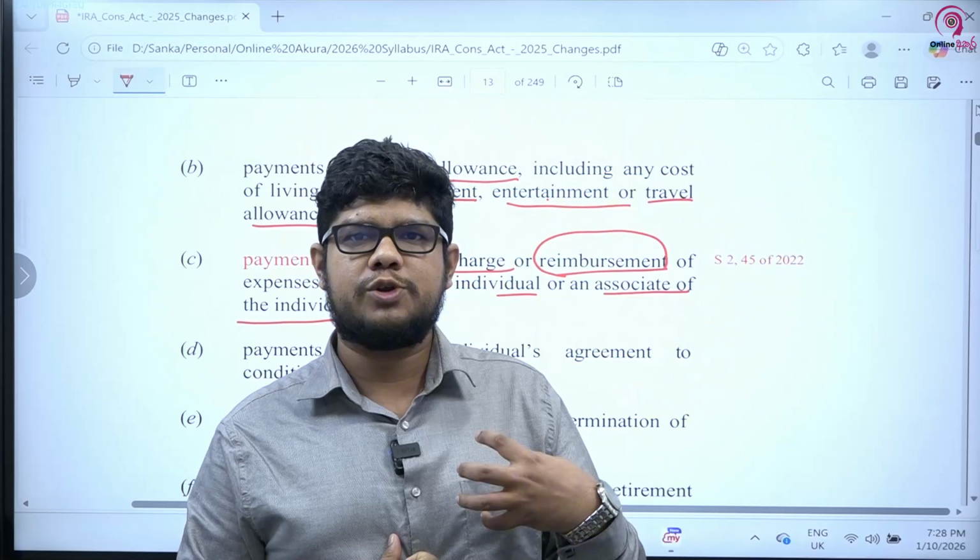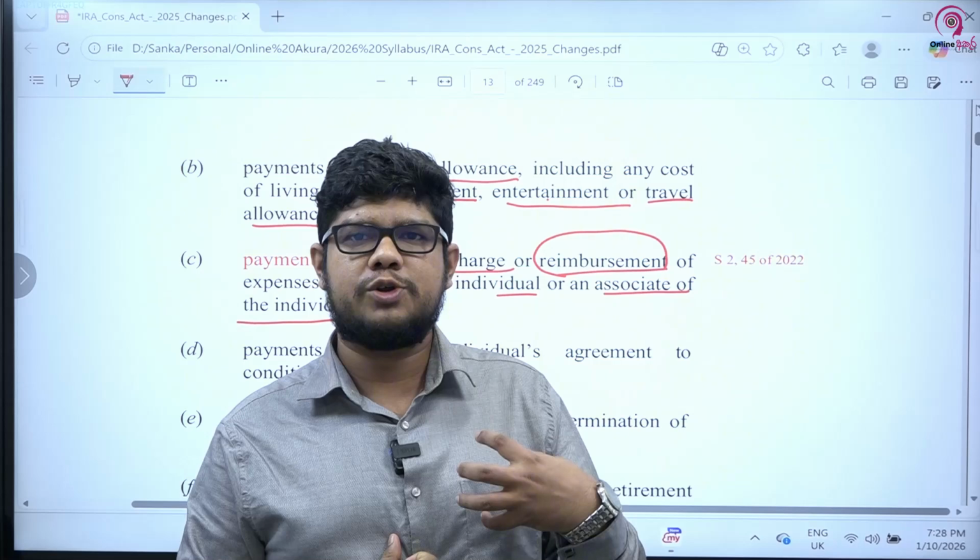Next one, individual or associate of the individual. Who is the associate? Associate means a related person of the individual. Individual means employee. Associate is also defined in the section 197, let's see the exact section number. For the moment, remember it as my spouse, my children, close connections, parents, siblings, all.